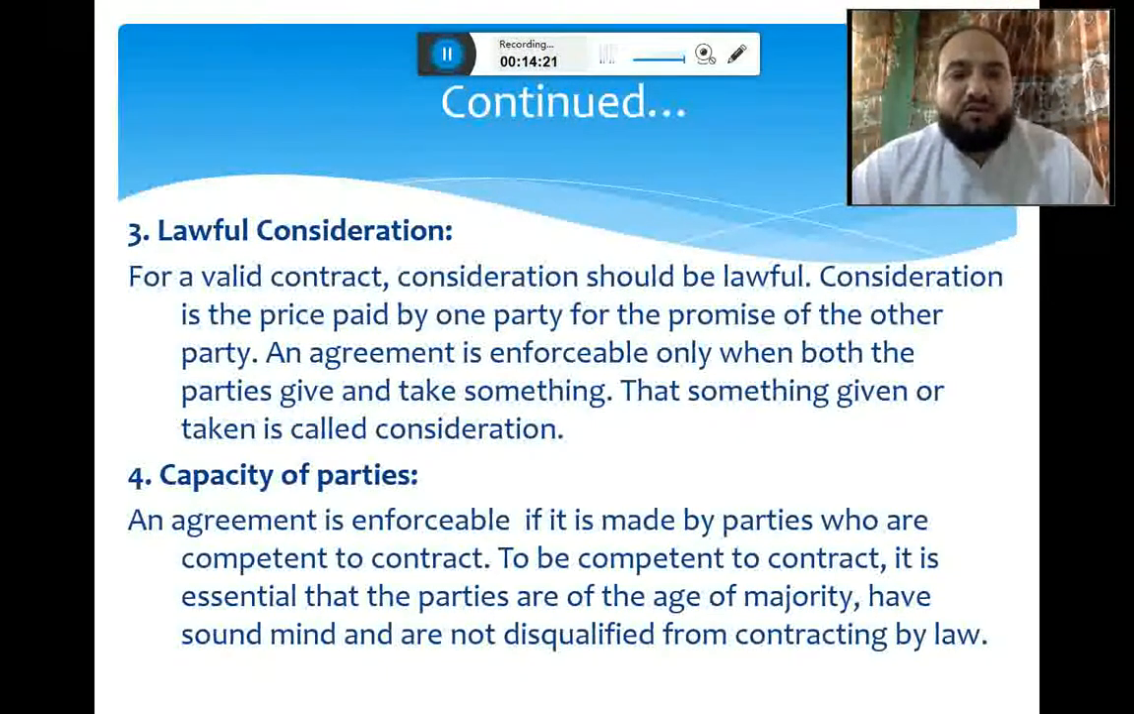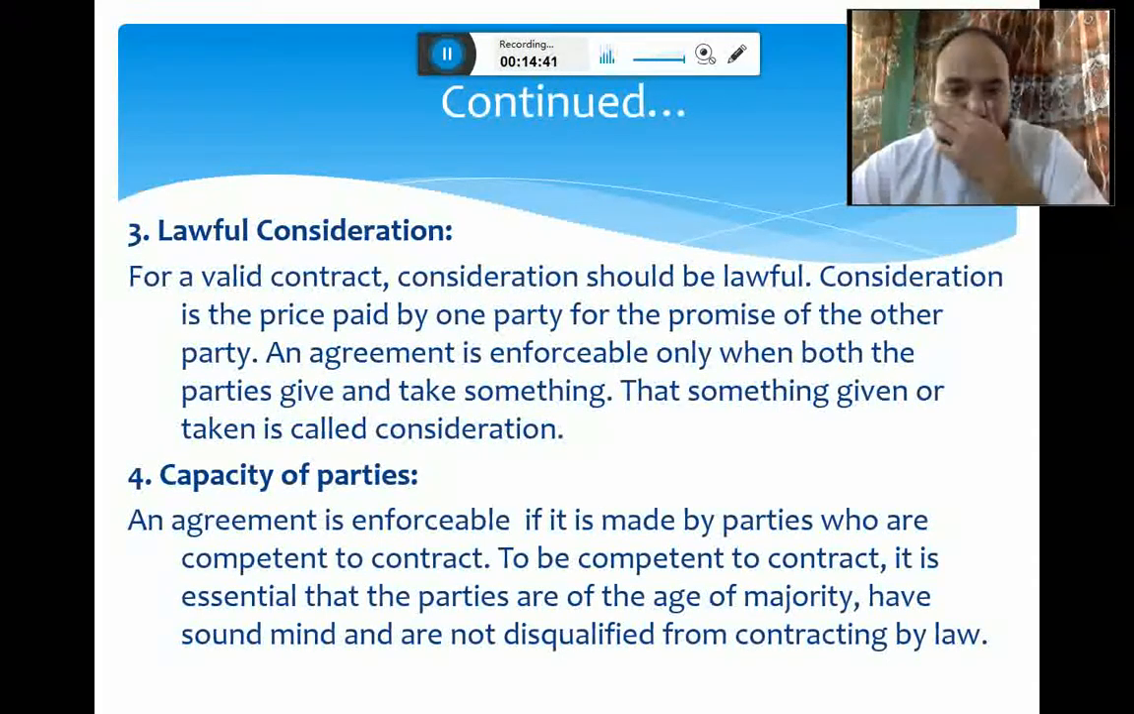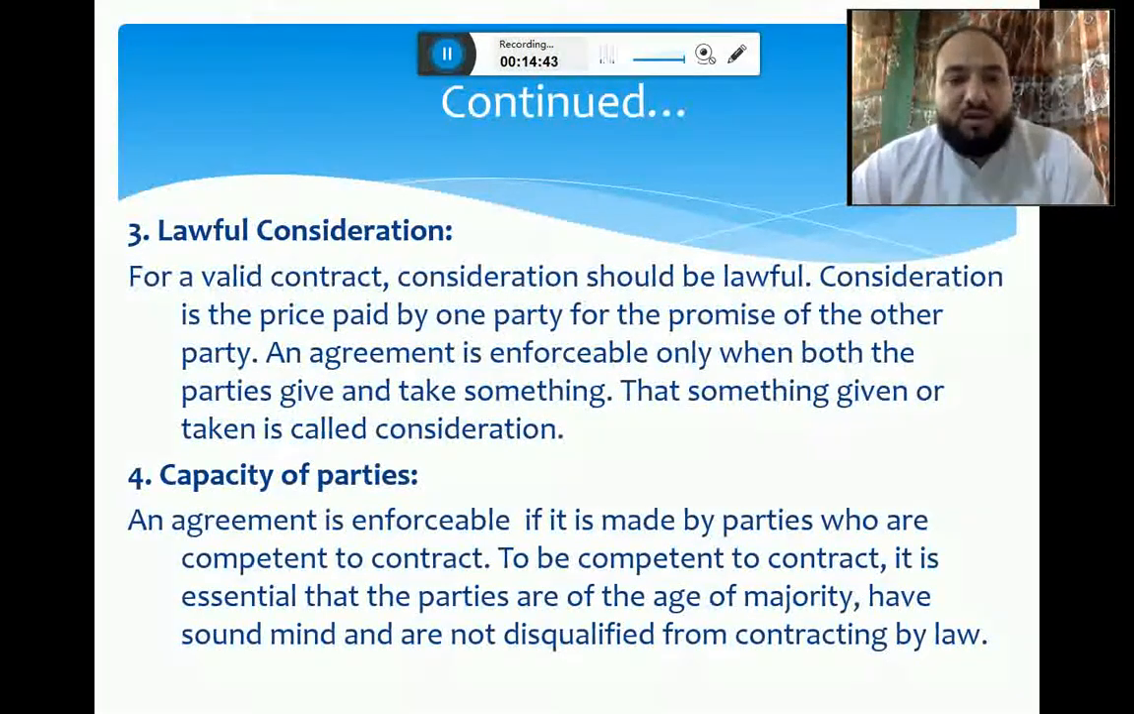in a contract. This consideration could be in the form of money, it could be in the form of any other physical object. An agreement is enforceable only when both of the parties give and take something. That something given or taken is called consideration. Understood? Something given or taken is called what? Consideration. Number 4 essential is capacity of parties.